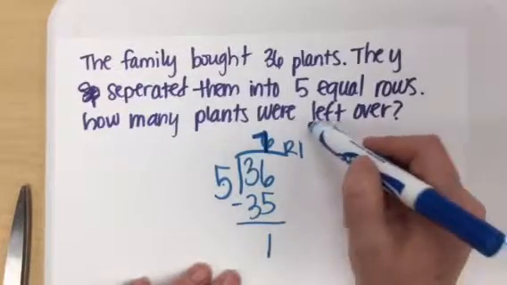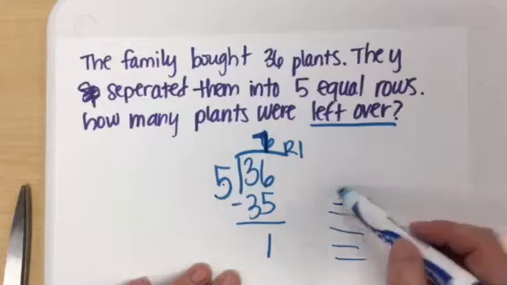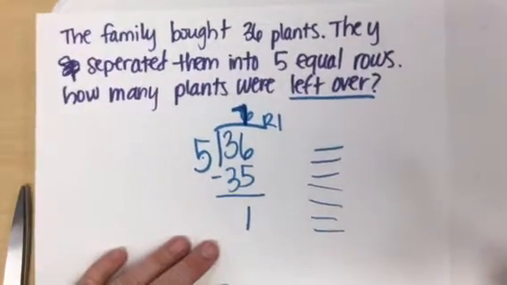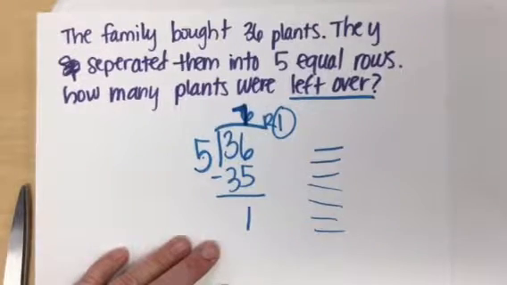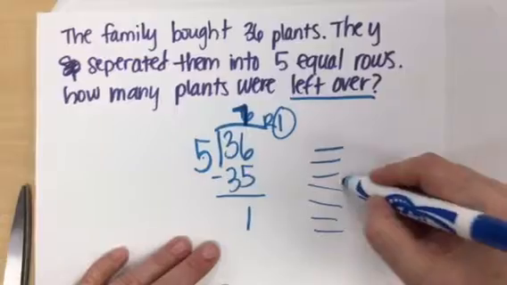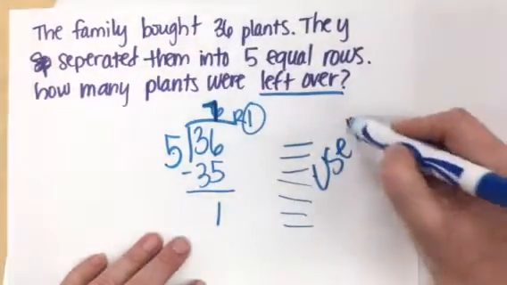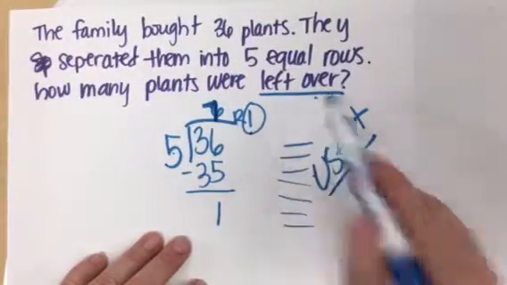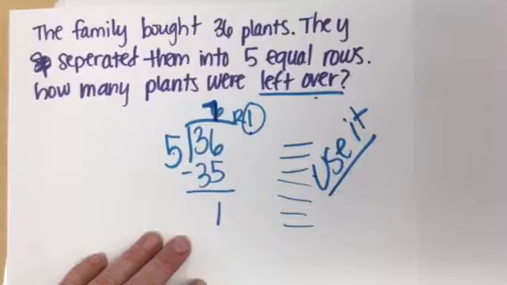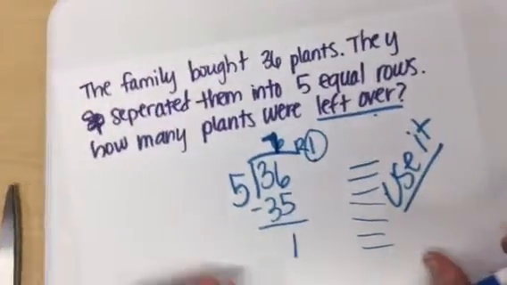This is asking how many plants were left over. So we've got 7 rows of plants. Okay? But they want to know how many are left over. How many are left over? 1 is left over. So in this case, we're only using the remainder, which in this case is, use it. Only the remainder. 1 is left over. It's asking me how many are left over. So this is a case of use it for interpreting the remainder.